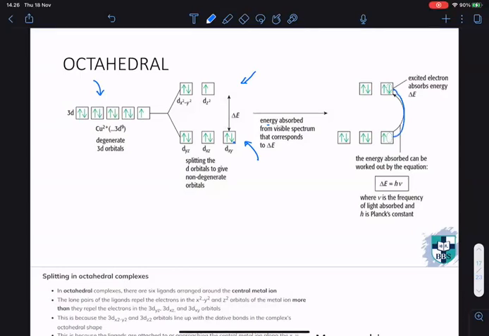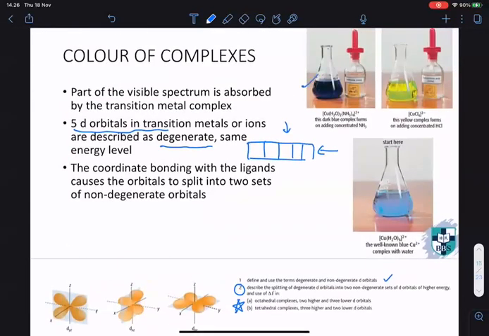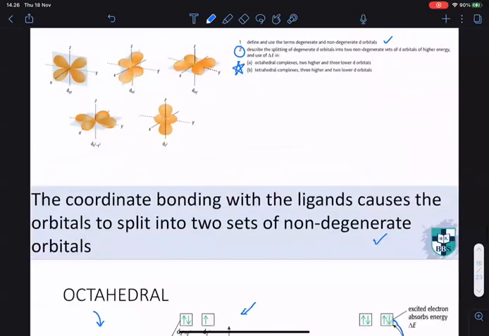Okay, when they get excited, that is the time that they will absorb the energy from the light, and they will give you a complementary color, which we can see, as maybe this color, maybe this color, maybe this color. So you need to know how to use that.